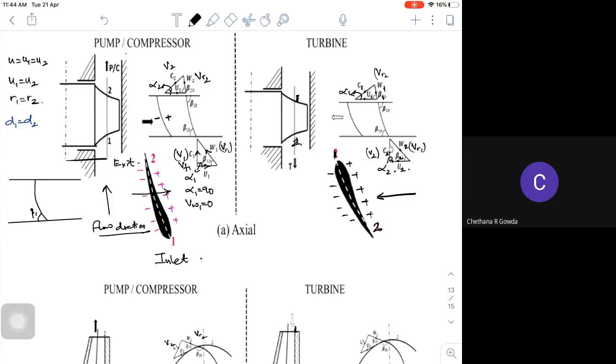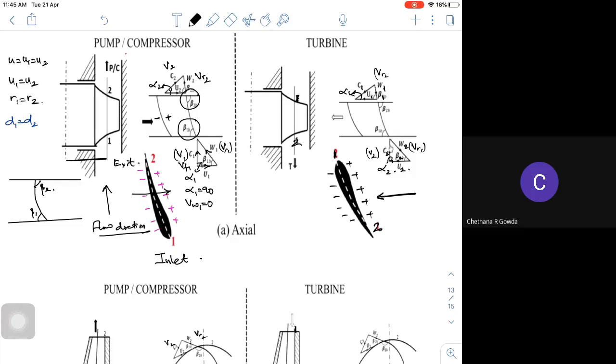Now similarly, what is there at the exit? This is the angle at exit. So this is what I've shown you. This is my beta 1. This is my beta 2. So beta 1 and beta 2 are the angles measured with respect to that.